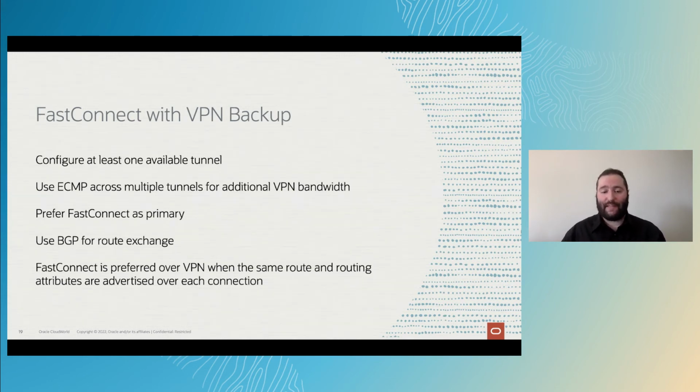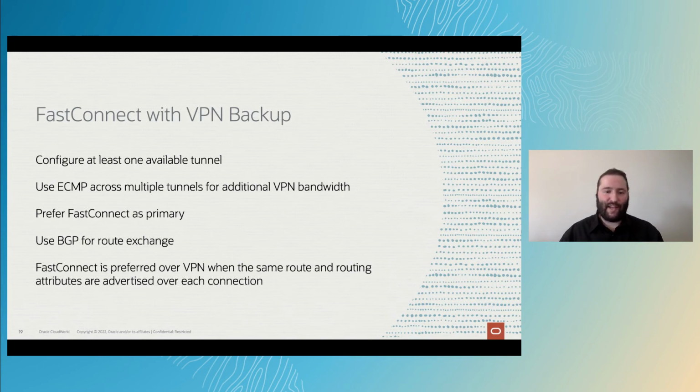We'll always want to ensure FastConnect is our primary path here, because that's our dedicated connectivity, right? It's going to give us that lowest latency, the highest bandwidth. So we want that to be our preferred path. We highly recommend to use BGP for the route exchange here as well. With FastConnect, you'll have to use BGP, but with the VPN, you have the option of both BGP or static routing. Using BGP for all of your connections is going to give you a much easier time in managing your redundancy. You're going to manage a single routing protocol instead of worrying about managing both static routing and BGP.